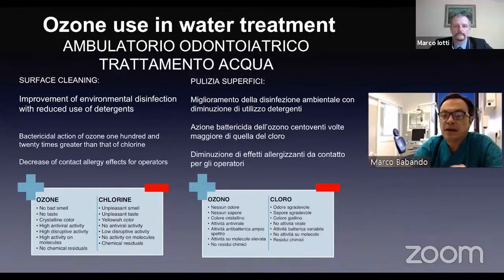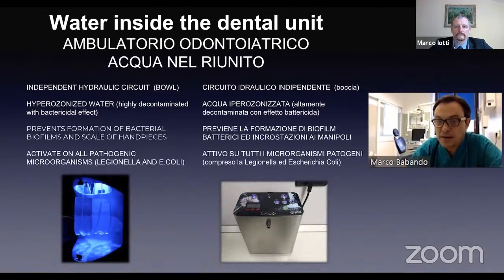Ozone is far better than chlorine in this respect because it decreases the allergy effect for operators. In fact, ozone compared to chlorine has a higher antiviral power, a high antibacterial power with a wide spectrum property. It leaves no chemical residues. Ozonated water can be used to clean the dental practice, but it can also be used in the hydraulic circuit. In fact, if we have an independent hydraulic circuit for the bowl, we can select ozonated water and use it in the bowl. This way, we have a sanitizing water available, and we can clean after tartar removal, and we can clean the oral cavity.